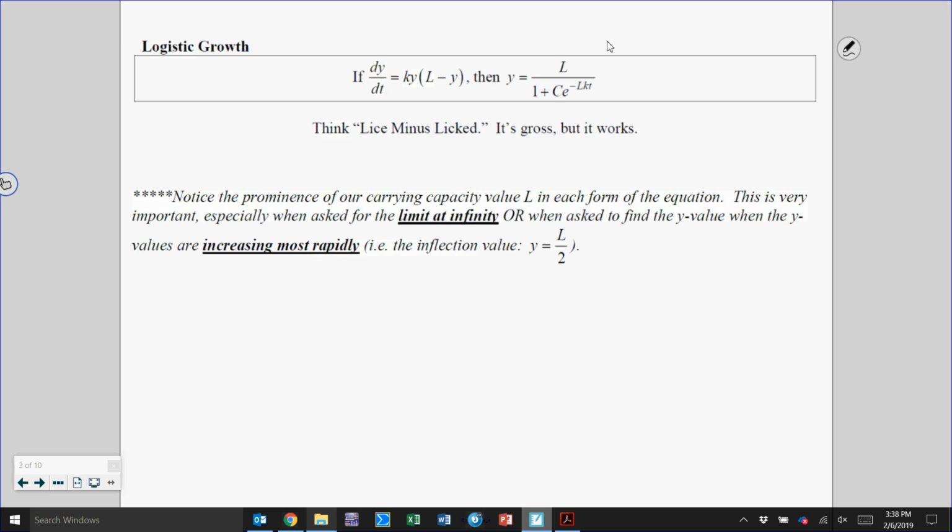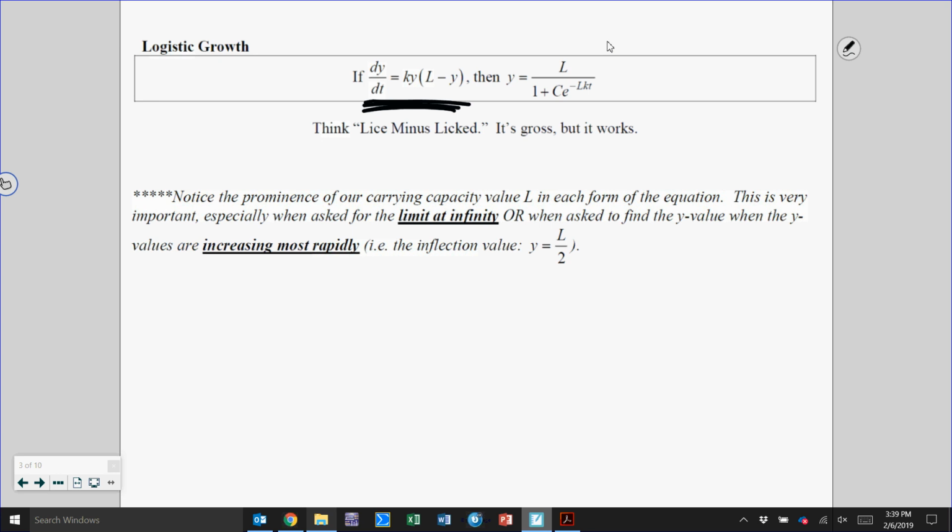So this is kind of a gross little saying here, but it actually works. Lice. Okay, you see that? Lice minus licked, LKT. Okay, so kind of use that to memorize it, to help you remember where the letters go. The most important one, super important, is this one. I need to see this format because if I know it's logistic, a lot of things become super easy, okay?